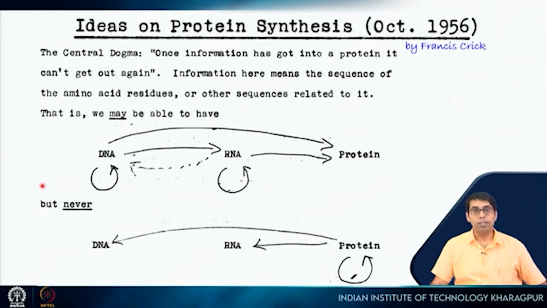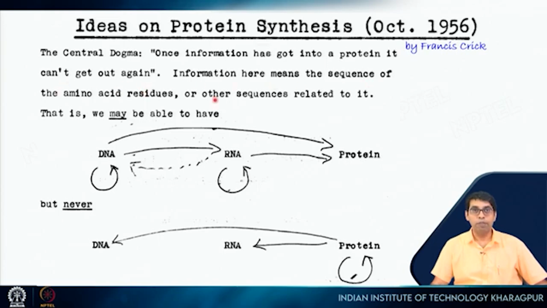So based on that, as we have already discussed how DNA replication happens, all of those things were discovered. In 1953, the DNA double helix structure was published, and within 3 years, Francis Crick also published this hypothesis, which he pronounced as the central dogma of molecular biology. Once information has got into a protein, it can't get out again.